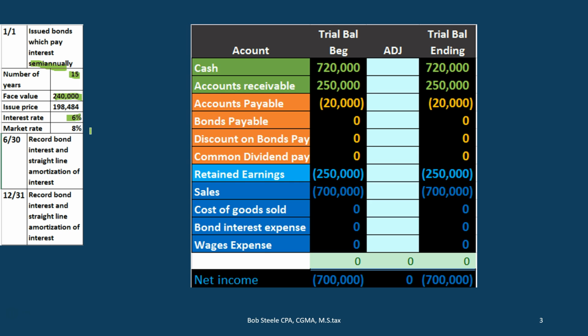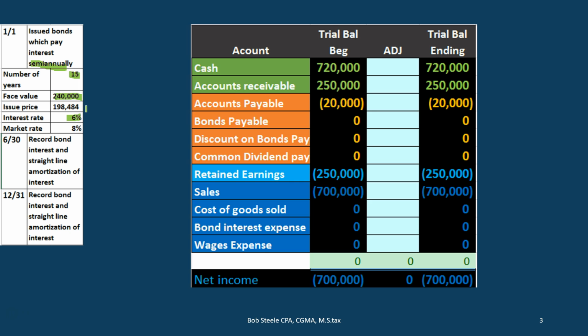Therefore, if the market rate is higher than the interest rate on our bond and we're trying to sell our bond, then we're going to have to sell it for less than the face amount of the bond. So we'll say, you don't have to give us $240,000 for it. We'll give it to you at a discount. So that's the idea. We're going to give it to you at a discount.